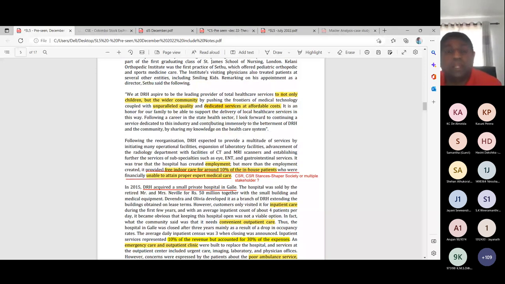Following the reorganization, DR is expected to provide a multitude of services by initiating many operational changes: expansion of laboratory facilities, advancement of the radiology department with CT and MRI scanners, and establishing further subspecialty services such as ENT and gastroenterological services. It was true that the hospital has created employment, but more than the employment, it provided free indoor care for around 10% of the in-house patients.